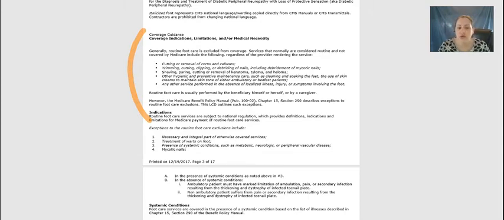Services that are considered routine and not covered by Medicare include the following: cutting or removal of corns and calluses, trimming, cutting, clipping, or debriding of nails, including mycotic nails, which means fungus. Myco means fungus. Shaving, paring, cutting, or removal of keratoma, tyloma, and helomas. Other hygienic and preventive maintenance care, such as cleaning and soaking the feet, the use of skin creams, and any other service performed in the absence of localized illness.